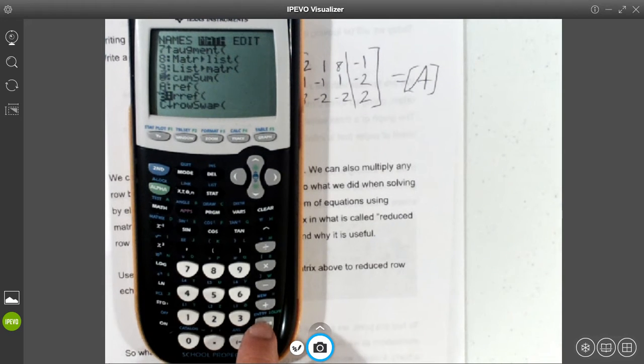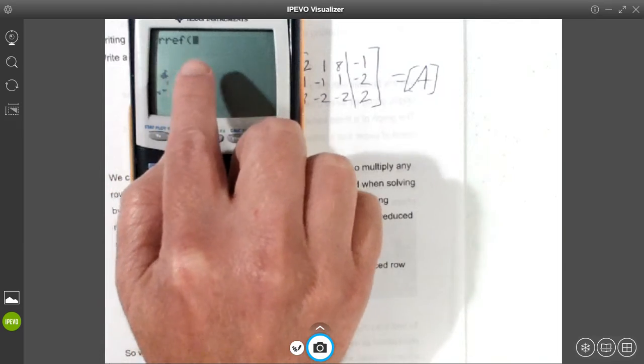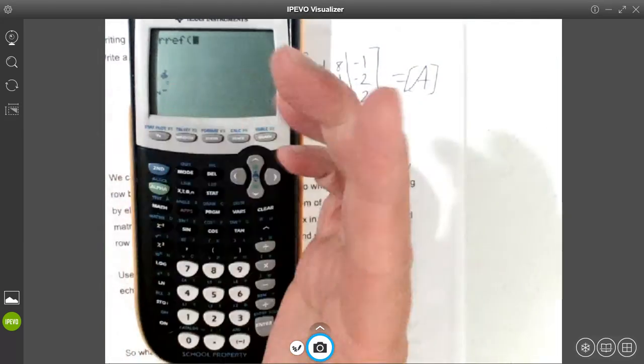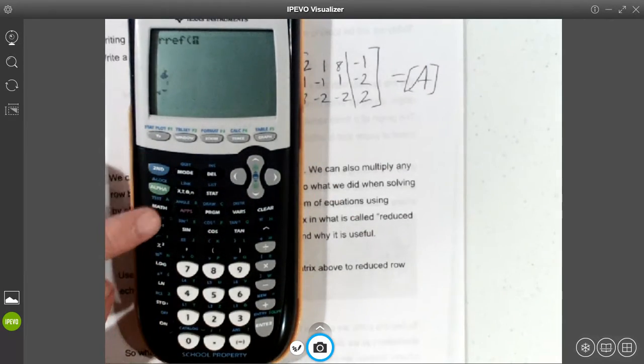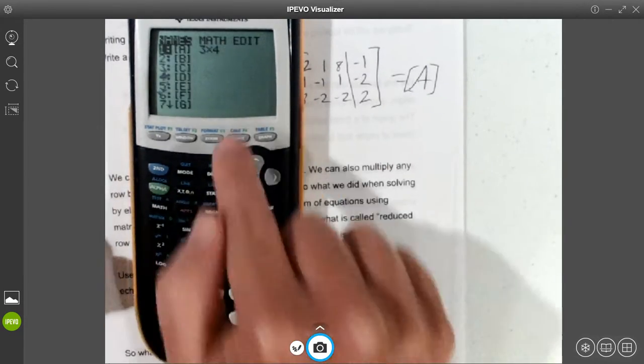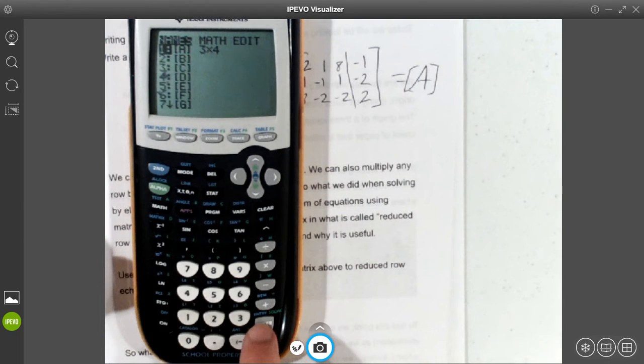So once I get down there, I can just hit enter, and it says, all right, I'm going to do the reduced row echelon form of what matrix. So if you've got more than one matrix in there, you need to tell your calculator what matrix you want it to look at. Now we've only got one, but we still need to put that in there. So again, I hit second matrix, and now I want to choose, I'm on names, and I want to choose matrix A, so I can either hit 1 or just hit enter since it's already highlighted.